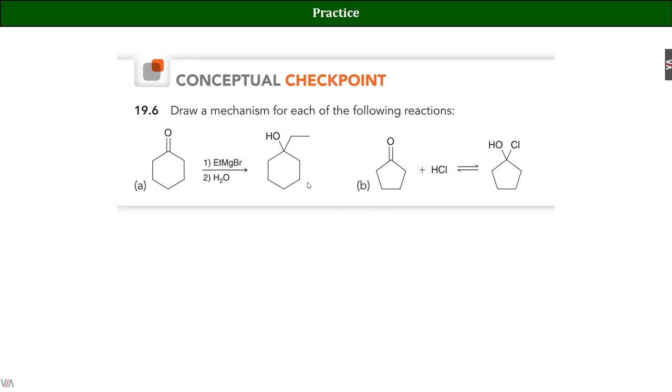We did these to end class on Thursday. But since it's such a simple mechanism, we go back through these, just a reminder that the order of the steps is dependent on whether it is acidic or basic. So look at the conditions and determine acidic or basic. If you've got a strong nucleophile, like a Grignard reagent, that's a pretty good indication that you're under basic conditions. If you've got a weaker nucleophile or something that's explicitly acidic, like HCl, then you're under acidic conditions.